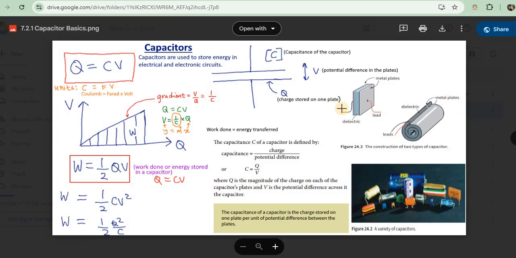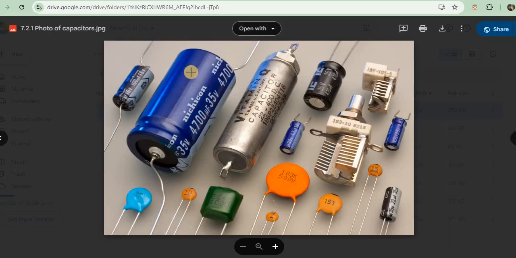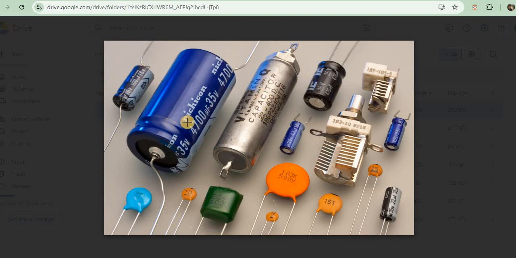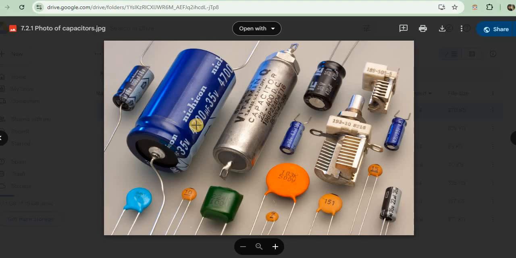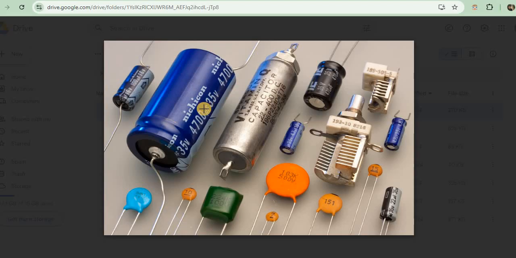Yeah, so here we have the capacitors, and here is a photo of the capacitors. Let me show you a better one. Now see, these are all capacitors here. The cylindrical shaped ones are the capacitors, and on the capacitor the capacitance is given. See over here, this is 4700 microfarads. So each capacitor has a capacitance.